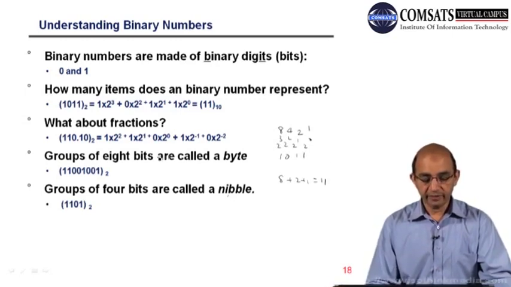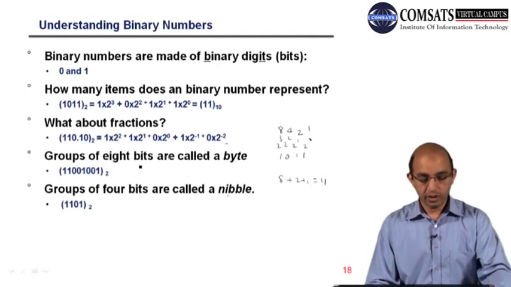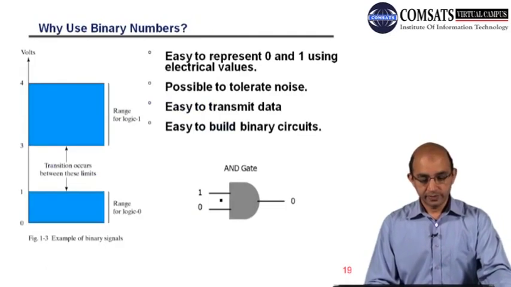So how will we handle fractions? The same methodology, right? After the fraction point, we start multiplying by 2 raised to the power minus 1, and then 2 raised to the power minus 2, right? And if we group those different bits, and we have 8 bits, then those 8 bits are called a byte, and a group of 4 bits is called a nibble, right?